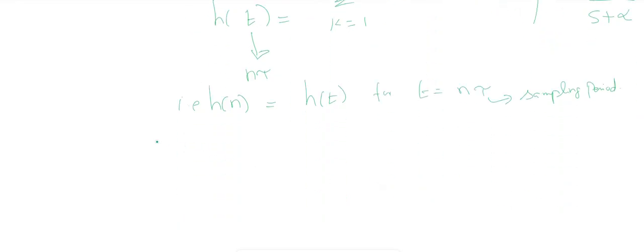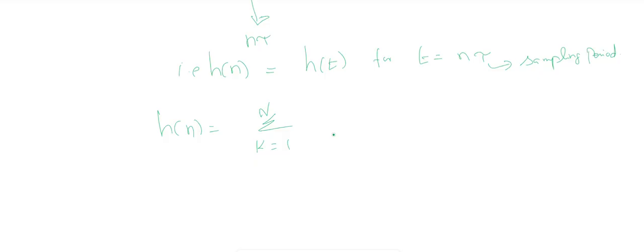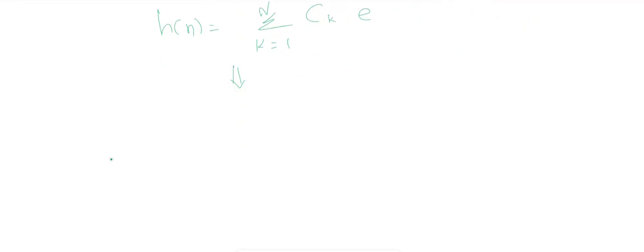So h of n is equal to the summation of k equal to 1 to n, ck into e power minus pk nT, where t is replaced by nT. And now you take the digital transfer function H of z, the summation of k equal to 1 to n, with the partial fraction coefficients.